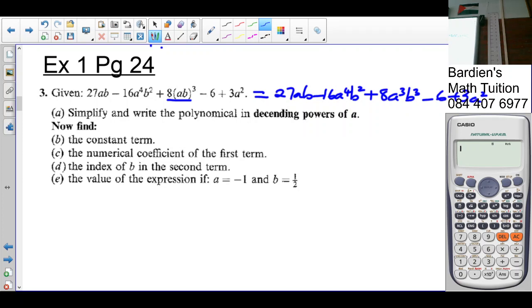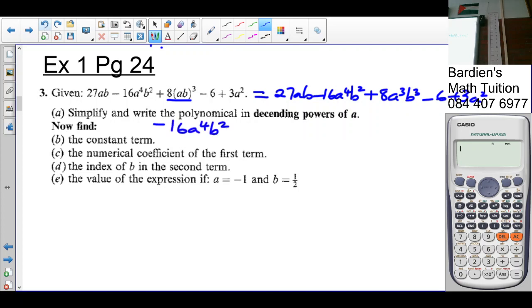The question says write it in descending powers of a. You see there's a b variable as well. They're referring specifically to a. So the highest exponent on a is this one here. Not so? That's what I'm going to write first. Do I write it with or without the negative? With. Why with?